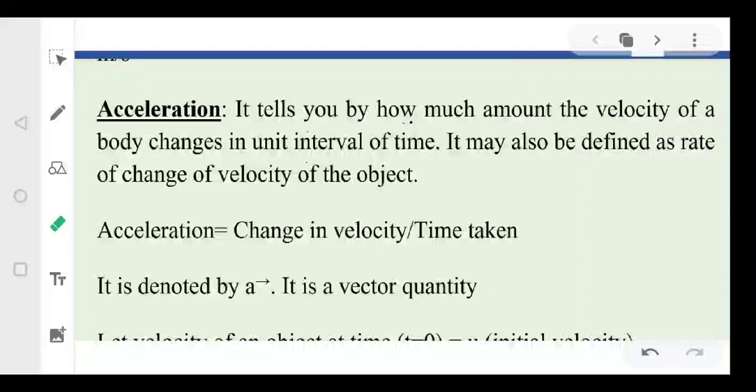Good morning, students. Today we will be studying acceleration, which is another vector quantity.